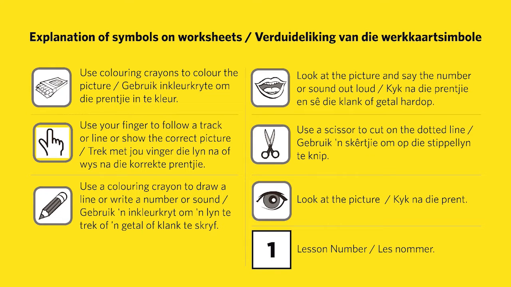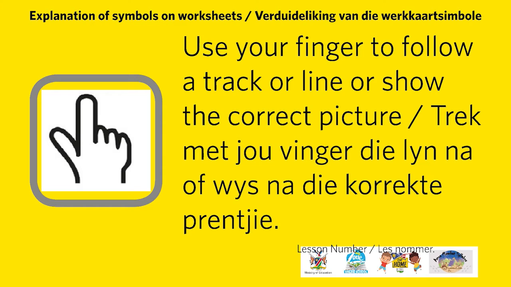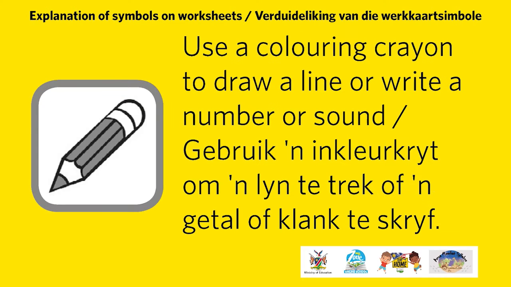Explanation of symbols on worksheets are as follows. Use coloring crayons to color the picture. Use your finger to follow the track or line or show the correct picture. Use a coloring crayon to draw a line or write a number or sound.